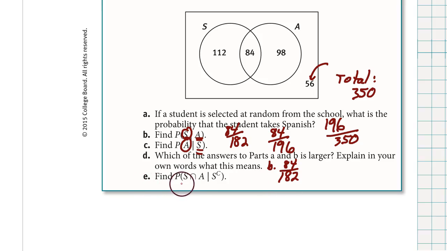Question E, find the probability of S and A given the complement of S. So let's form this fraction. Let's find our denominator, the complement of S, everything that's not in S. That would be the 98 and the 56. That is 154. Then look here. Of those 154 students, how many of them are in Spanish and in art? None of them. So our answer is 0 out of 154, or just 0.